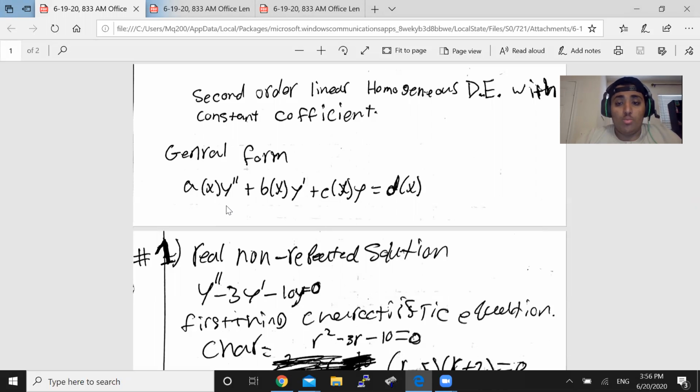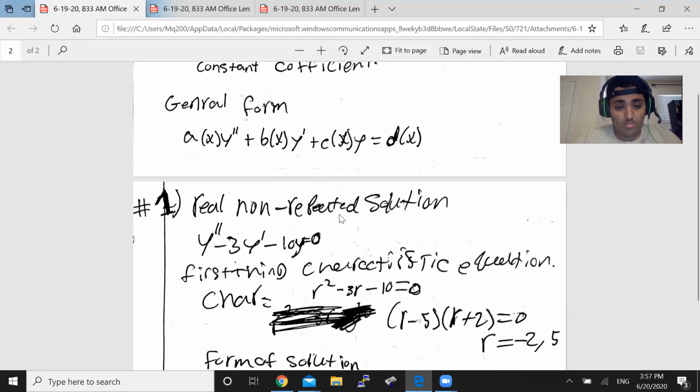How do I know it's homogeneous? Well, homogeneous means the whole equation equals 0. So instead of a function of x, it has to be 0 over here to be a homogeneous differential equation. And with a constant coefficient, it has to be a constant in front. We can't have variables with the primes, or that also wouldn't be linear.